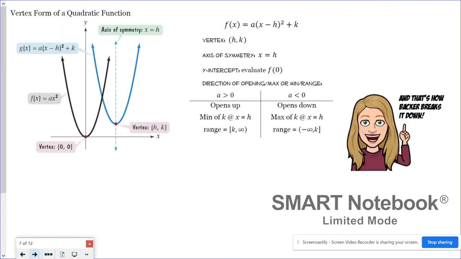And so that's vertex form of a quadratic function. Good name, since you can very easily identify the vertex from it. Just be careful when identifying h, since it is written x minus h.